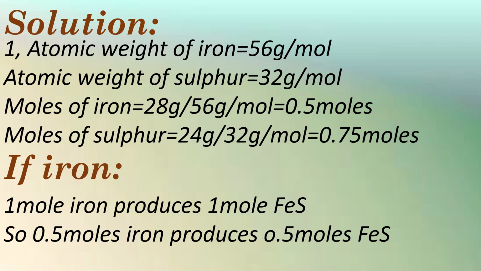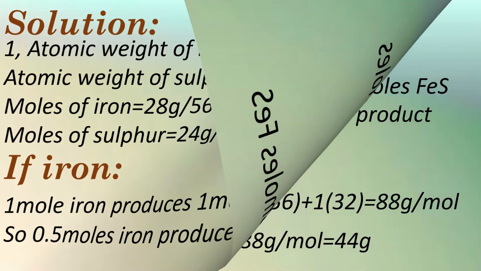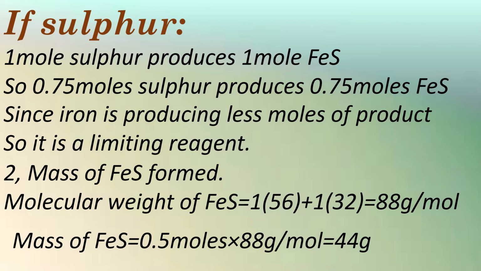Now we will see what happens with sulfur. If sulfur is the limiting reagent, 1 mole sulfur produces 1 mole ferrous sulfide, as already discussed earlier in the equation of step 1. So 0.75 moles sulfur produces 0.75 moles ferrous sulfide because there is also a 1:1 ratio. So 0.75 moles sulfur produces 0.75 moles iron sulfide.